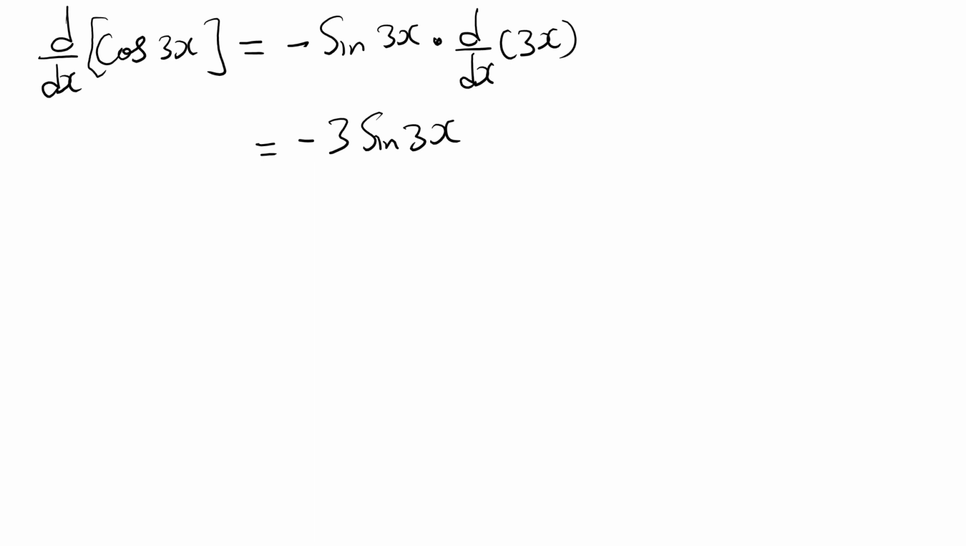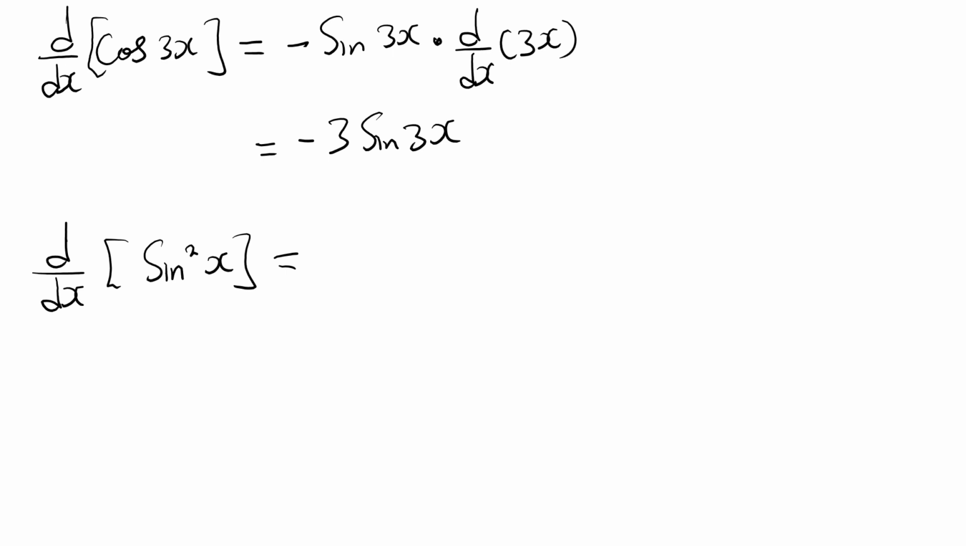So always remember to multiply with the derivative of the angle if it is not x, because when it's x only, there's no need for you to show that, because we know that the derivative of x is the same as 1. When you multiply it by 1, nothing is going to change. So let's go ahead and differentiate sine squared x. The derivative of sine squared x.